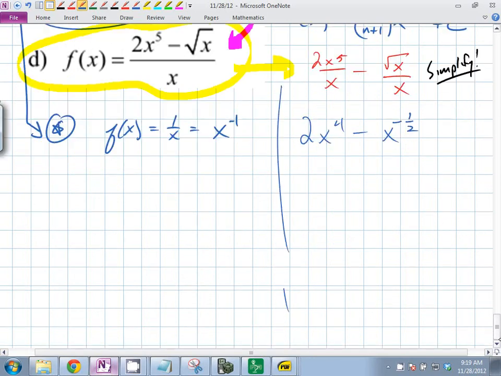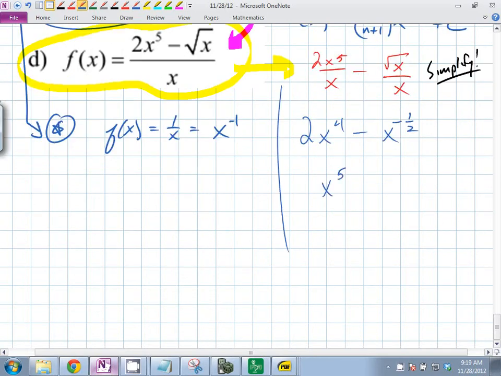What does that anti-differentiate to? X to the 5th, right? But what has to go out front now? So 2 over 5, because you want the 2 to be there. And what does this become? You know it's going to be x to the 1/2, right? So it's going to have to be negative 2x to the 1/2 plus c.